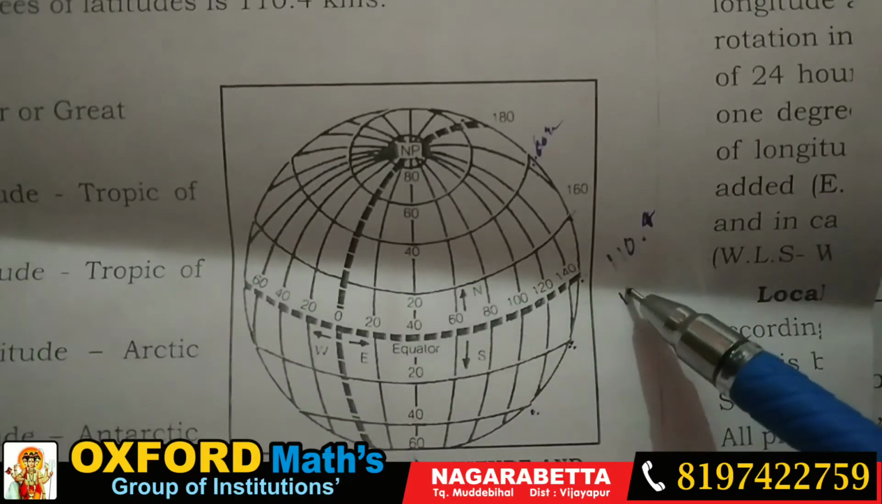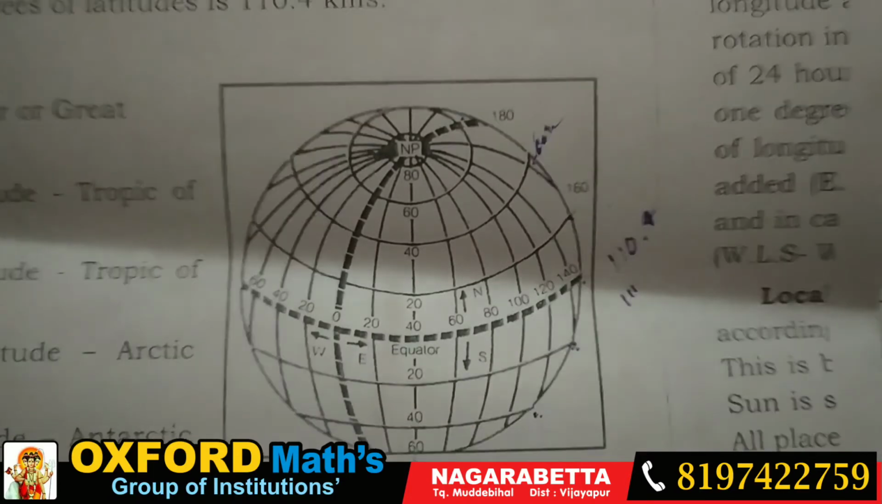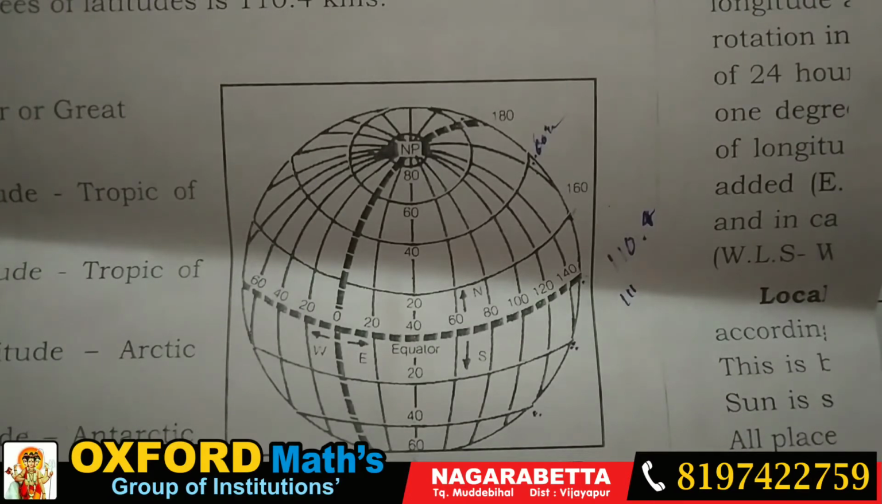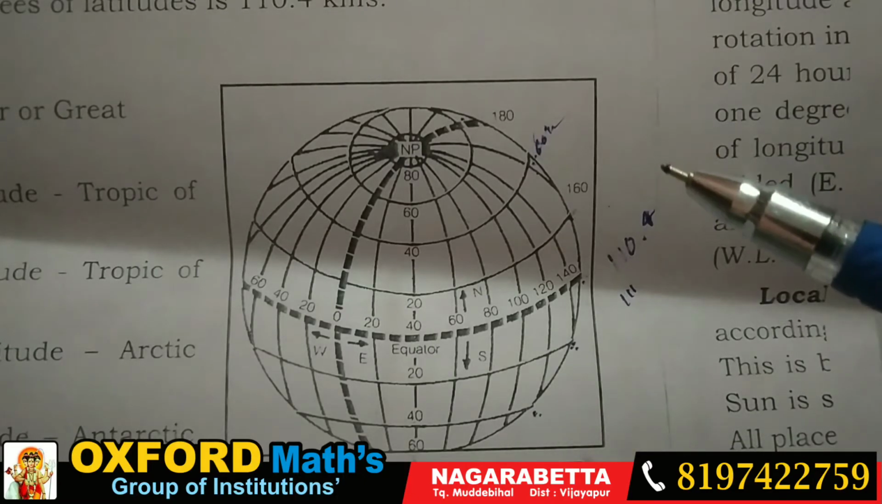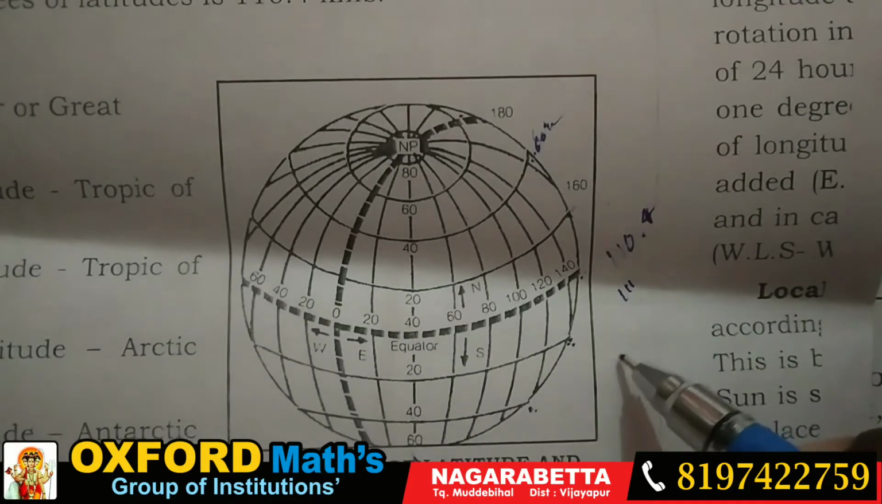This is calculated on the basis of a 111 kilometer distance. Means from one longitudinal line to another longitudinal line, what is the distance? 111 kilometers. And how do longitudes help with time? The earth is rotating on its own axis, and to complete one rotation, how much time does the earth take? 24 hours.